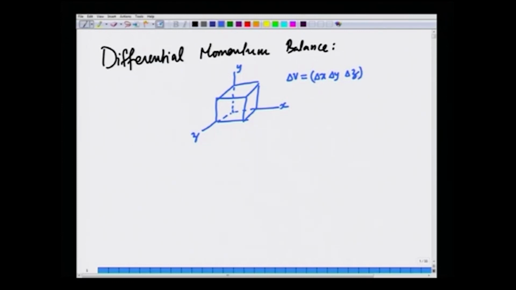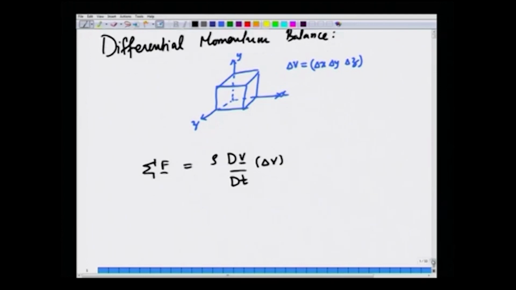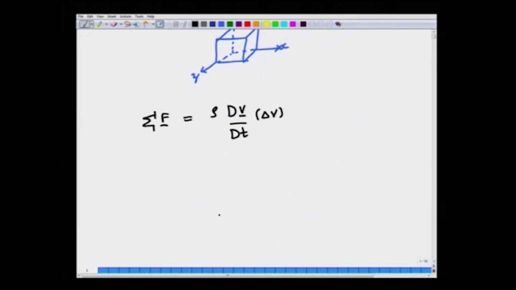And essentially we wrote down the integral momentum balance as applied to a control volume in the limit as the size of the control volume shrinks to a point. Okay. Then we obtain the following simplified relation. We obtain the fact that the sum of all forces acting on this control volume is equal to rho times the substantial derivative of velocity times del v, where del v is the volume of the infinitesimal control volume.